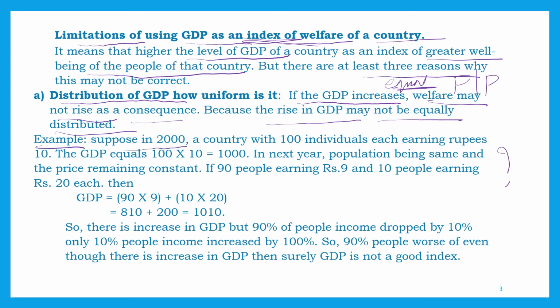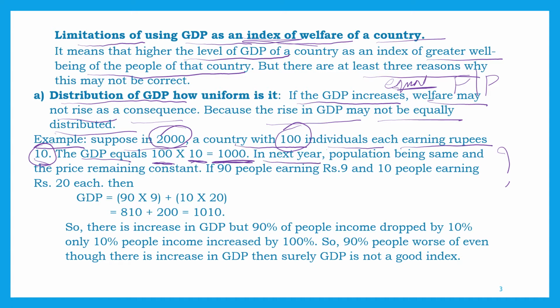Suppose in 2000, a country has 100 individuals, each earning rupees 10. See here, we are talking about the year 2000. In that particular country, there are 100 people and each one is earning 10 rupees. So then what is the GDP? 100 people, each person's income is 10 rupees. So 100 into 10, you are going to get 1000.